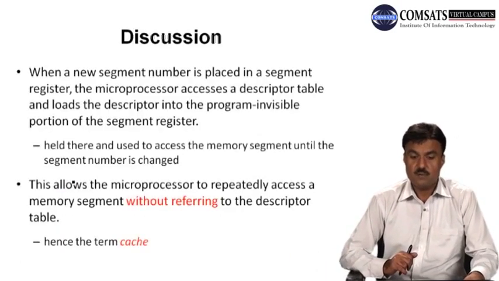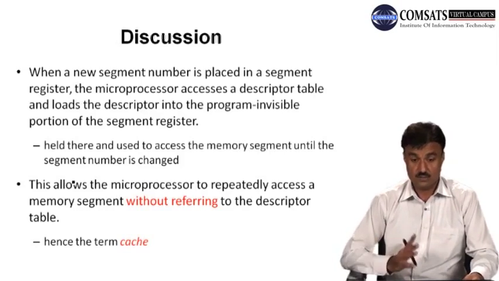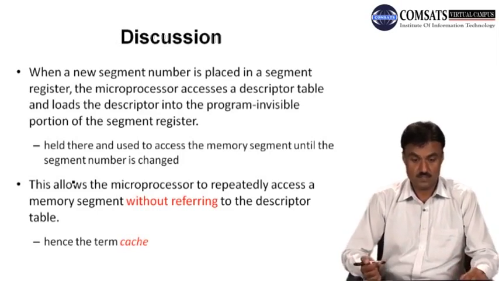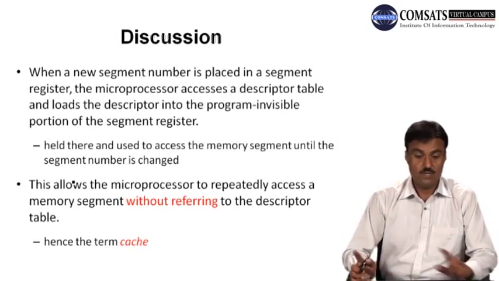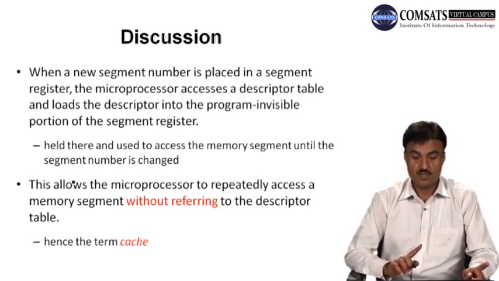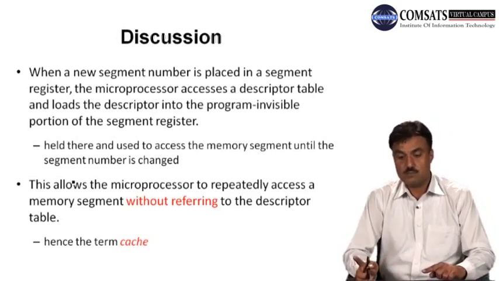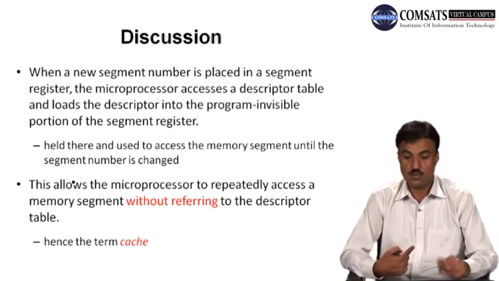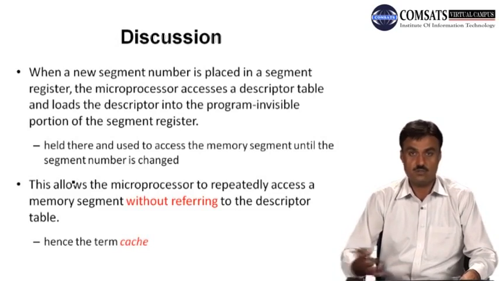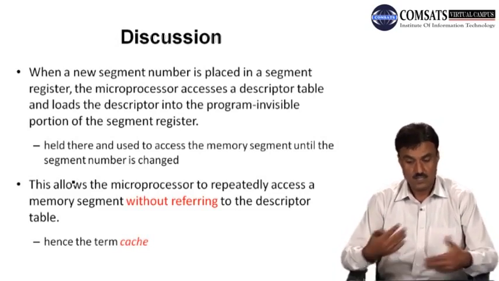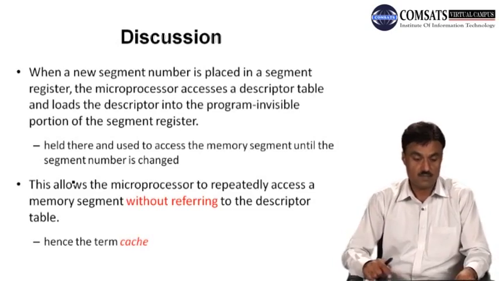Now when a new segment number is placed in a segment register, we are using the new segment. If we want to define a new segment number and place it in the segment register, the microprocessor accesses a descriptor table, as I told you in the previous slide. So we place a number in the segment register, the microprocessor accesses the descriptor table and loads the descriptor into the program invisible portion of the segment register. It is held there and used to access the memory segment until the segment number is changed. Otherwise it will hold and use the same segment.